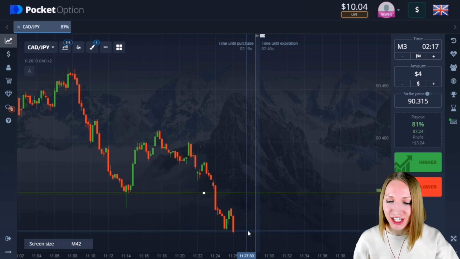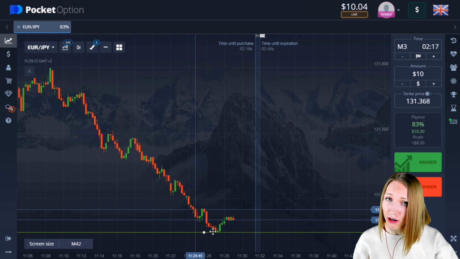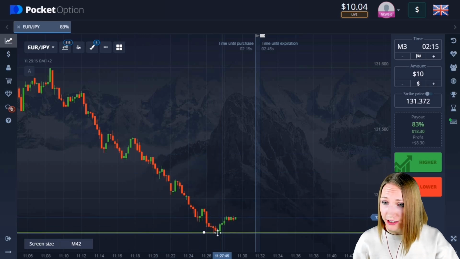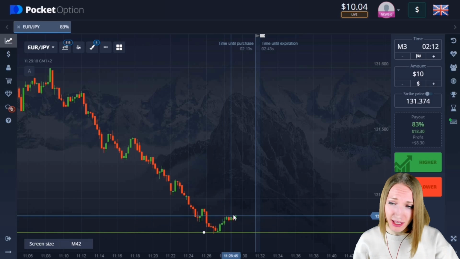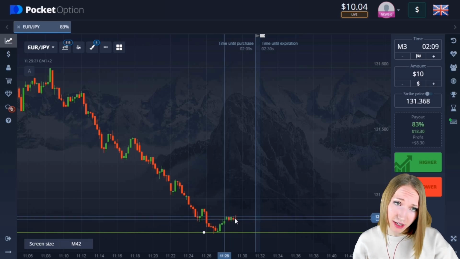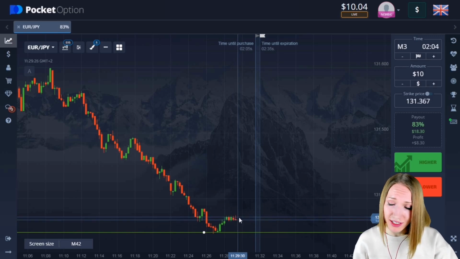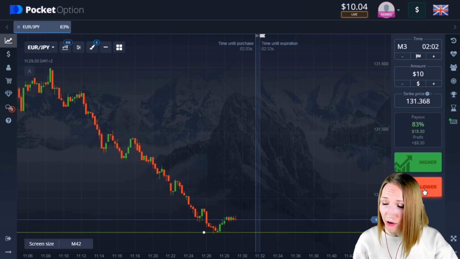Let's find another situation. Well, here you can see there is a very good downtrend, and also you can notice the support level, and the price bounced a little from this level, and there is a small attenuation right now. Since the rollback happened not so big, I think the price will continue moving down, so let's open the trade with down for 3 minutes.